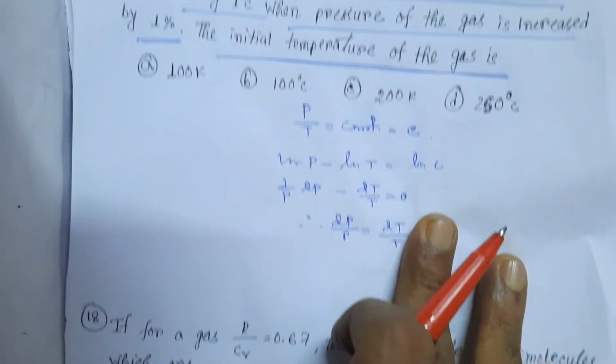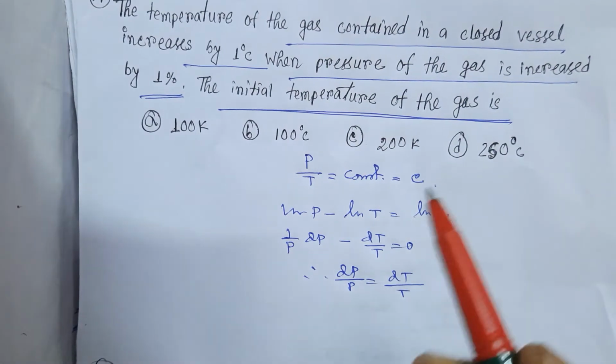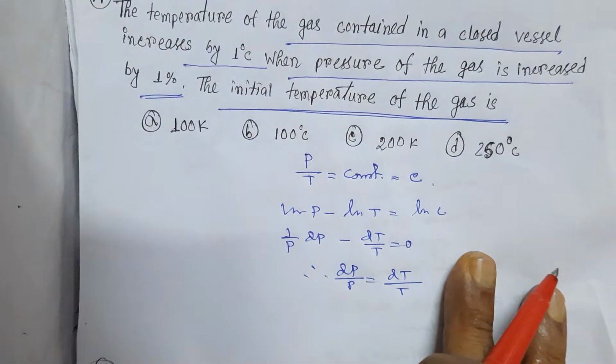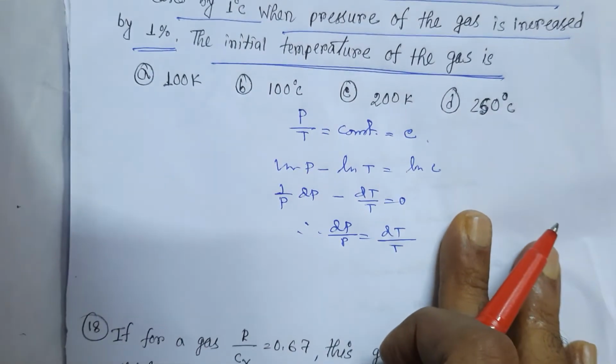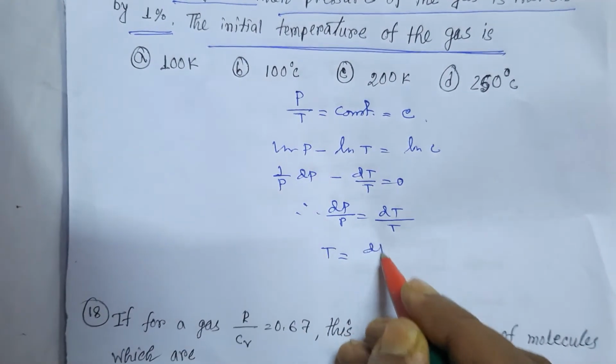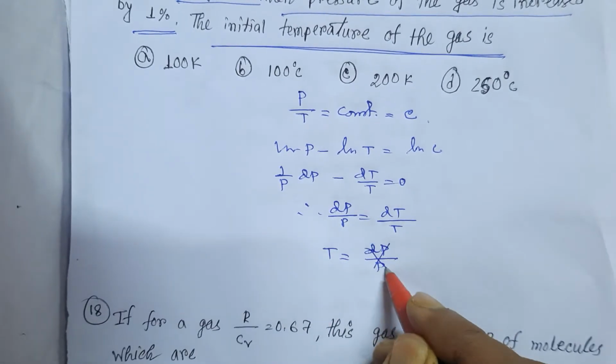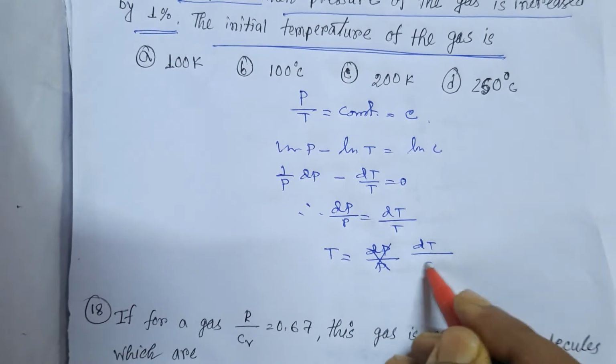Now, the initial temperature of the gas is required. So, we have to calculate only T. So, T equals dT divided by dP/P.